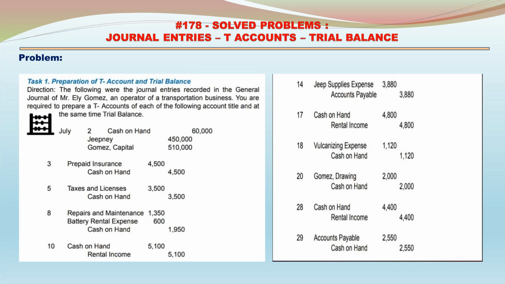July 14, Jeep supplies expense 3,880, accounts payable 3,880 credit. July 17, cash on hand 4,800 debit, rental income 4,800 credit. July 18, vulcanizing expense 1,120 debit, cash on hand 1,120 credit. July 20, Gomez drawing 2,000 debit, cash on hand 2,000 credit. July 28, cash on hand 4,400 debit, rental income 4,400 credit. July 29, accounts payable 2,550 debit, cash on hand 2,550 credit.